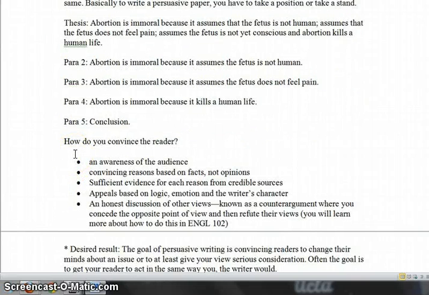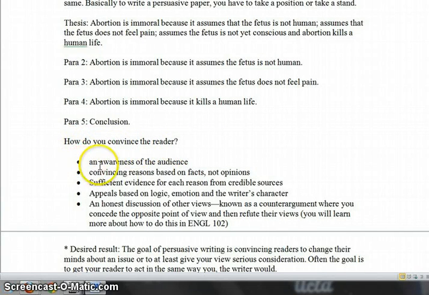On with the persuasive writing. And so in persuasive writing, as I mentioned before, you want to convince the reader of your point of view. And as a result, the writer has to take a stand in order to convince the reader that the other side or the other position is wrong. How do you convince the reader of your point of view?